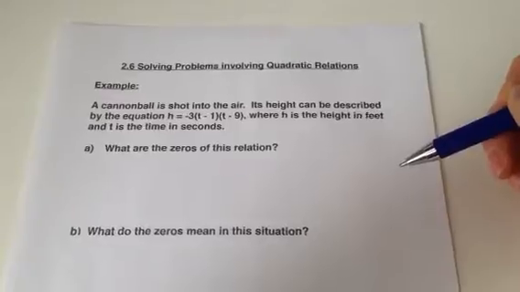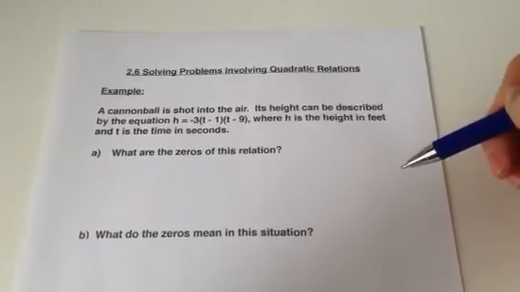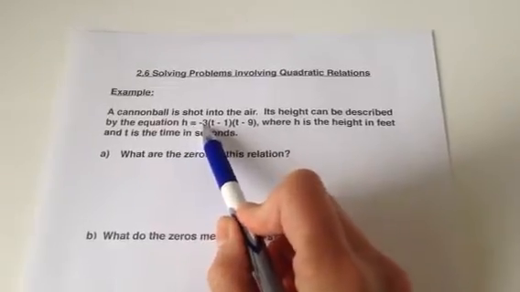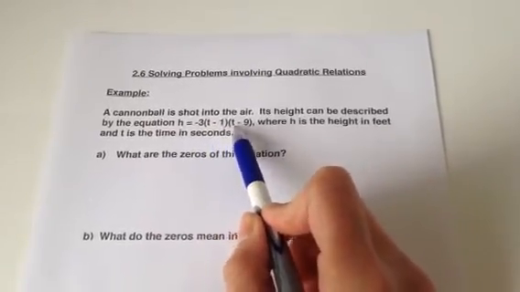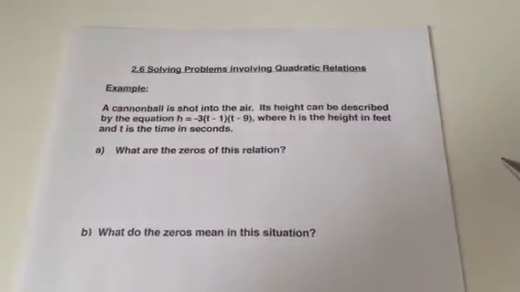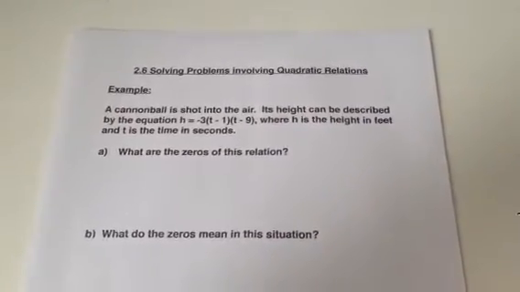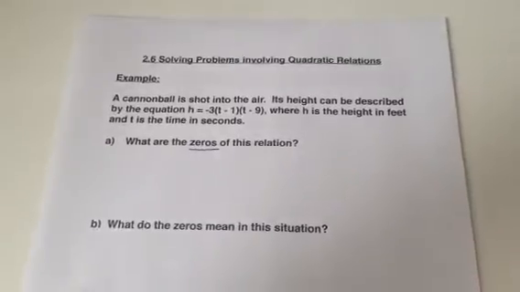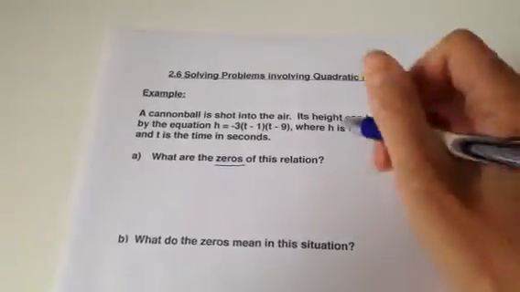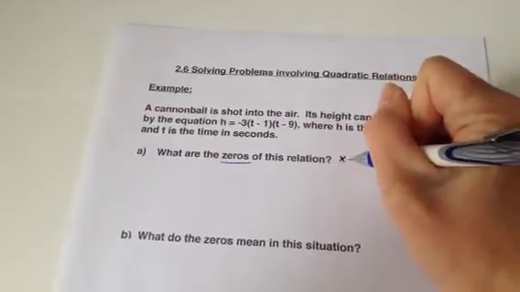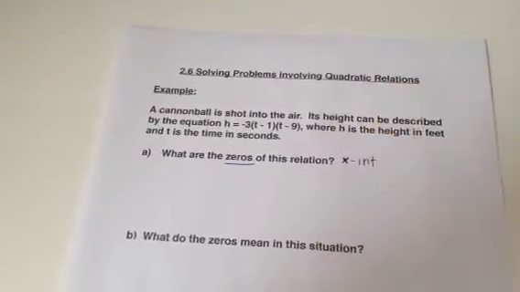A cannonball is shot into the air. Its height can be described by the equation h is equal to -3 times (t minus 1) times (t minus 9), where h is the height in feet and t is the time in seconds. So the first question here is, what are the zeros of this relation? So for zeros, remember another word that describes zeros in quadratics is our x-intercepts.